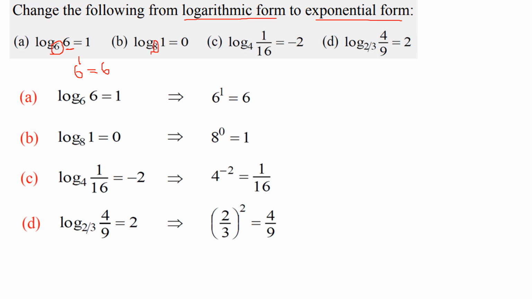So the base is 8 and the power is 0. 8 power 0 gives the value 1. In a similar way, 4 is the base, and power negative 2 gives 1 over 16. And again, here what is the base? 2 over 3, and the power is 2. So 2 over 3, the whole power 2, equals the value 4 over 9.